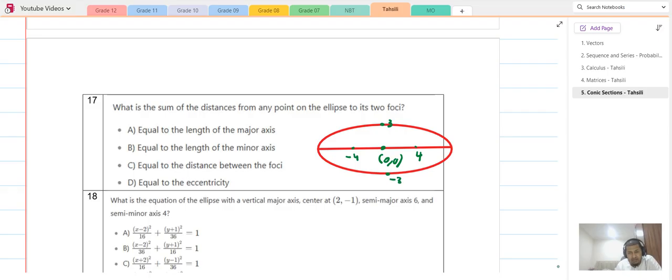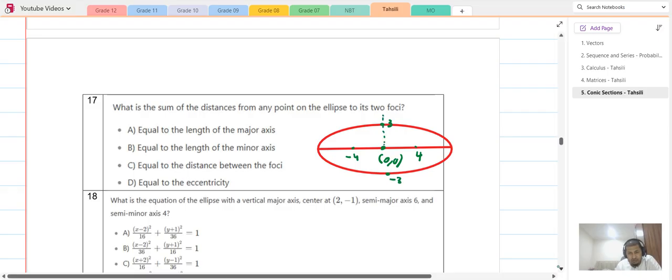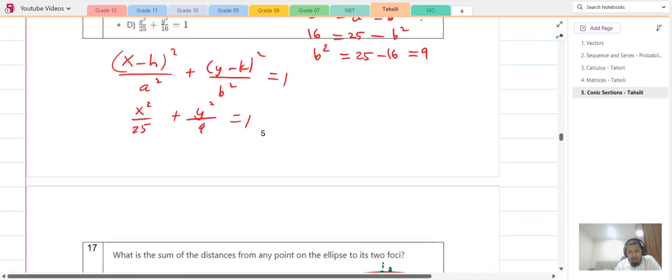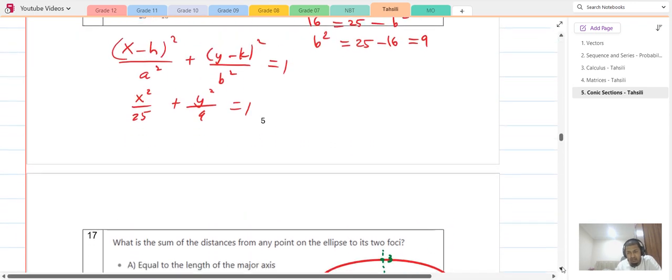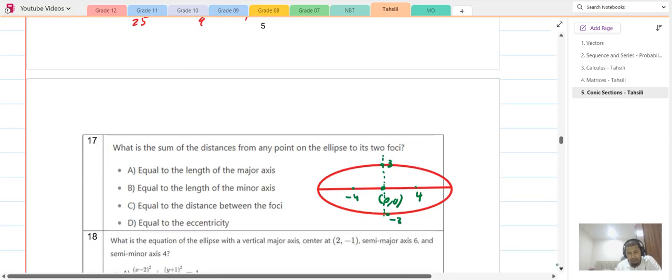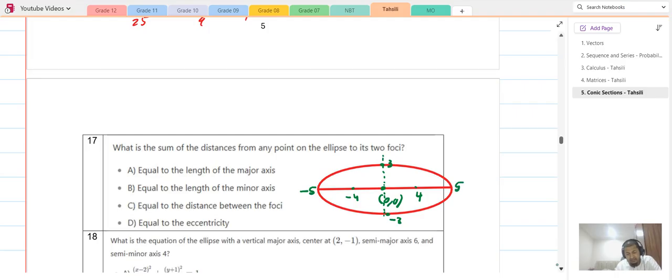Why? Because the center is 0, 0, right? So that's the minor axis. If you take the square root of 9, you get 3. So you move 3 up, 3 down, right? And the distance from there to there was 5. So negative 5 and 5. Now trying to understand this.